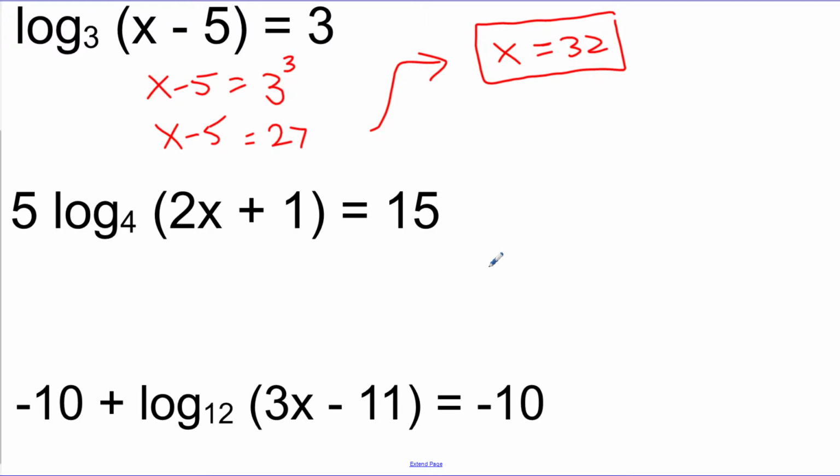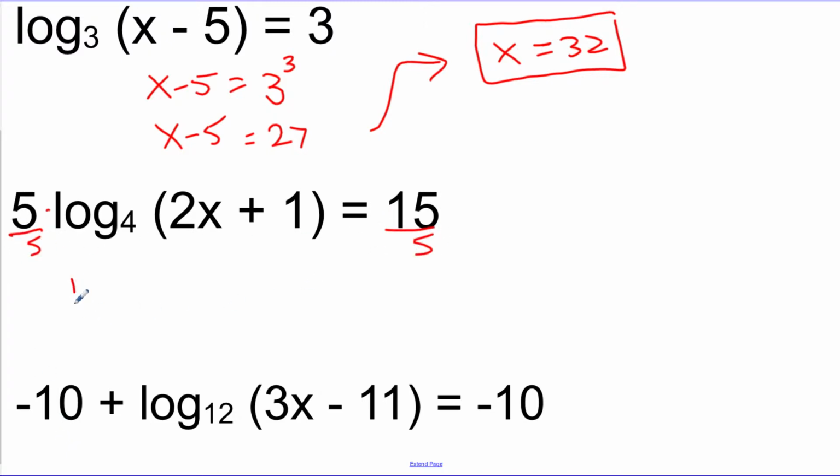And what that means is that the only thing floating around on that side of the equation is the log and the thing that you're taking the log of, right? So this 5 is outside of the log, this negative 10 is outside of the log, so we're going to need to get rid of those. And in this case, I'm doing 5 times the log, so to get rid of that, I'm going to divide both sides by 5, okay?